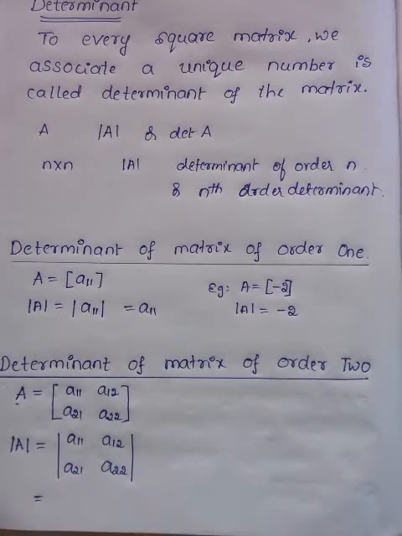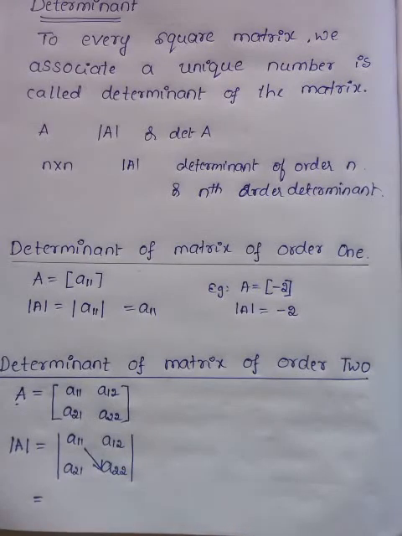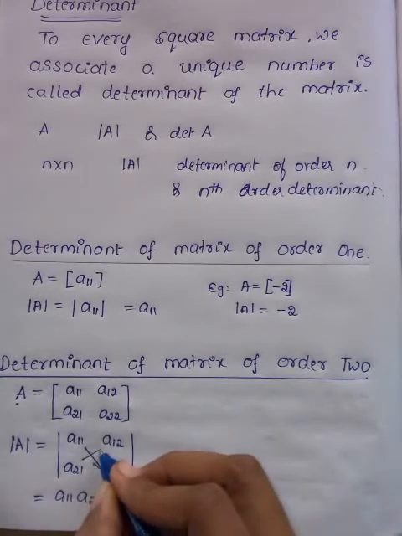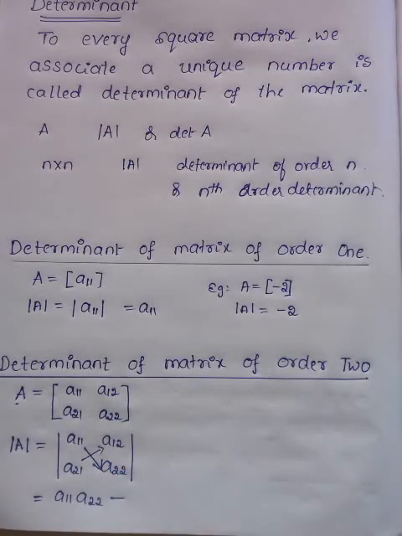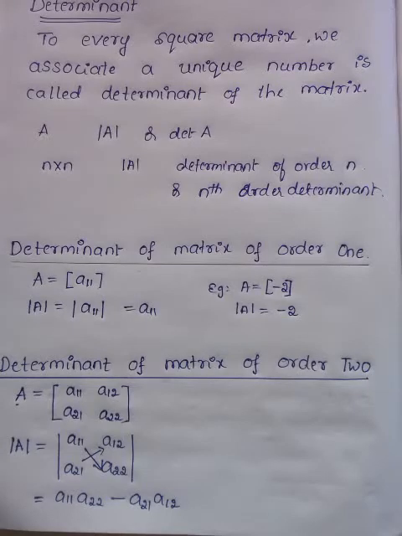Now, product of these two diagonal elements, that is A11, A22, take the product of the diagonal elements minus product of the off diagonal elements, that is A21 into A12, that is a determinant of 2 cross 2 matrix.